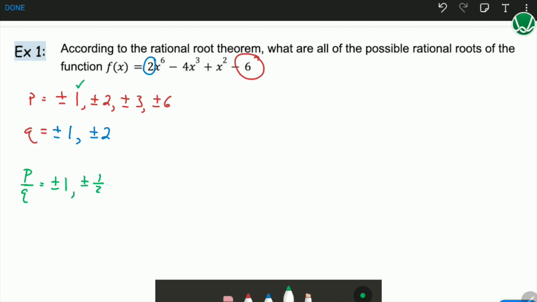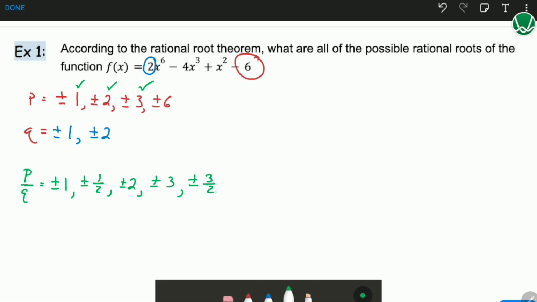So if we use the 1, now we're going to use the 2. So 2 over 1. 2 divided by 1 is 2. So plus minus 2. Then 2 divided by 2 is 1, which is already on our list, so we don't have to add it. Now we're going to do our next one. So 3 over 1. 3 divided by 1 is 3. So plus or minus 3. And then 3 over 2, which is just going to be 3/2. So that finishes the 3.